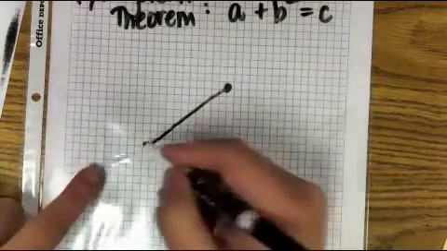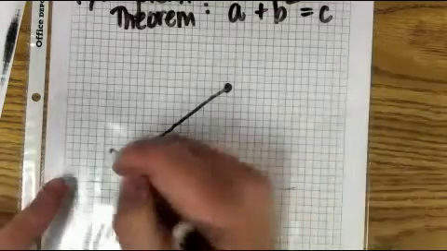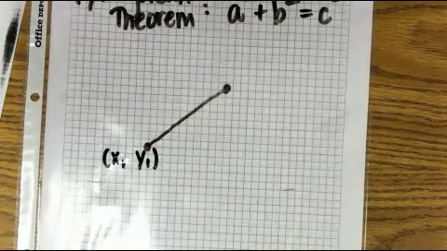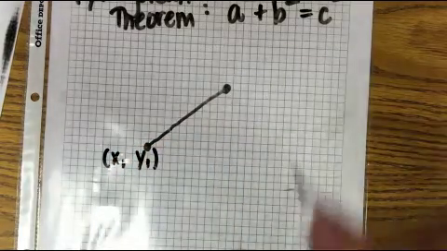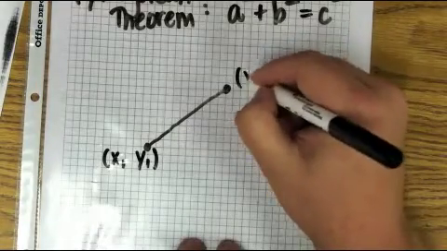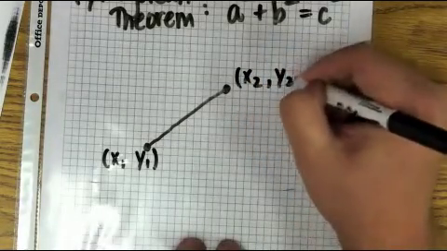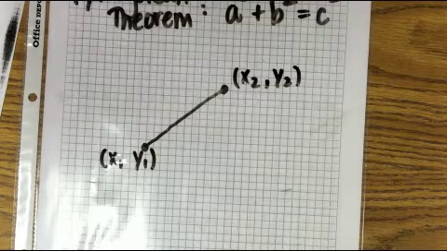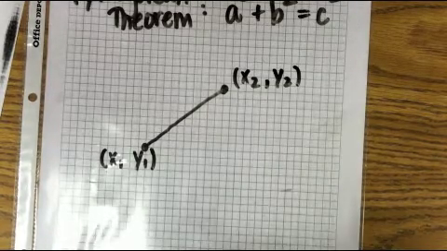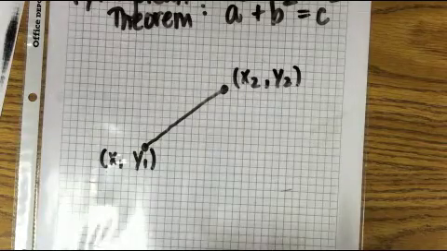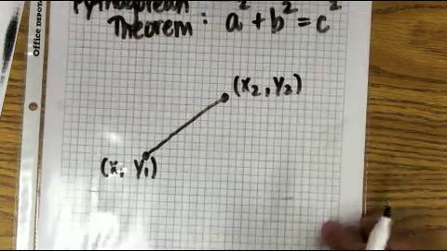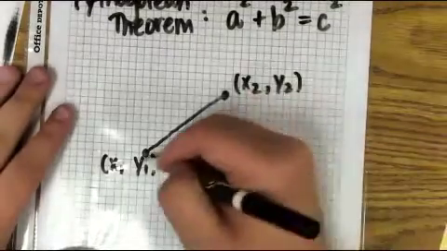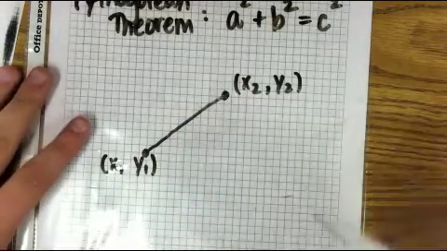Okay, so I'm going to label this generic point here as x1 and y1. We've used that before when we were talking about slope. This one I'm going to call x2, y2. All right, and if we're going to talk about Pythagorean theorem, the trick behind it is that we need a right triangle, so I'm going to take these 2 points and form a right triangle with them.